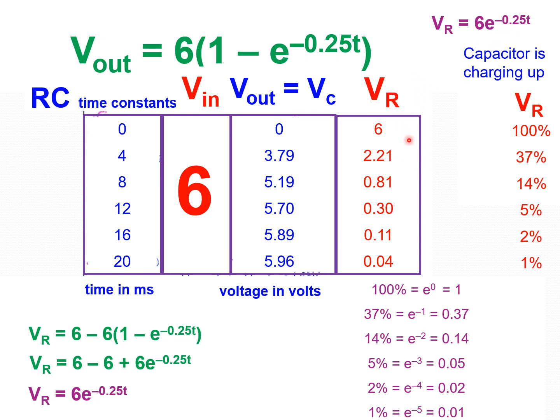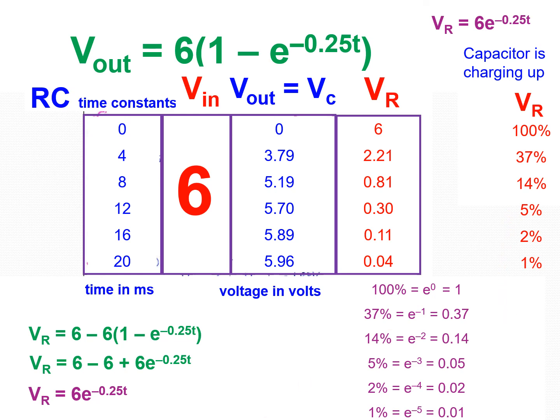We already knew the figures for VR because we took them away from 6 from the results for V out, but now we can see that the results for VR expressed as percentages of the 6 out of 6 is 100%, 2.21 is 37%, and so on. But you can see that those percentages are precisely related to the powers of e. e to the 0 is equal to 1, which is the same as 100%. Just multiply these by 100. After one time constant, it's e to the minus 1, which is 0.37, 37%, and so on.